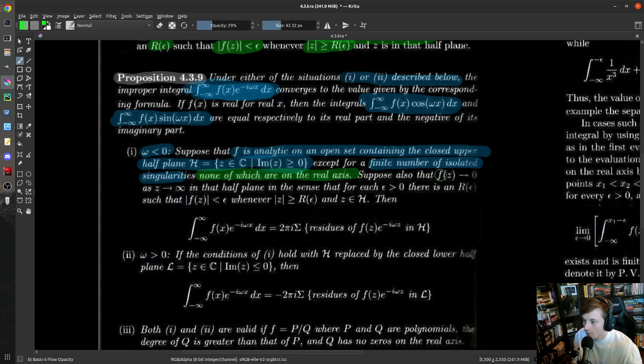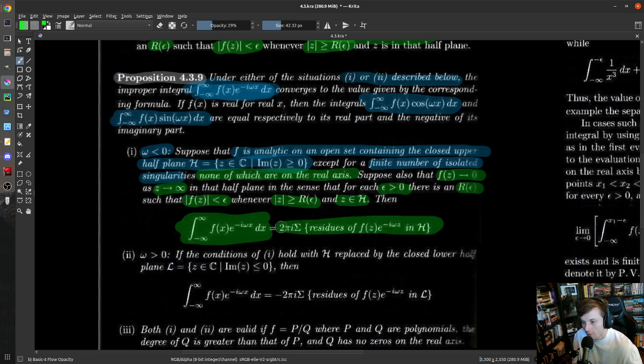We're going to also suppose that f of z goes to 0 as z goes to infinity in the half plane, in the sense that for every epsilon greater than 0, there's an R, a radius dependent on epsilon, such that the modulus of f of z is less than epsilon whenever the modulus of z is greater than that radius, and z is part of the corresponding closed upper half plane. In that case, this integral of Fourier type is given by 2 pi i times the sum of the residues of f of z e to the minus i omega z in the upper half plane.